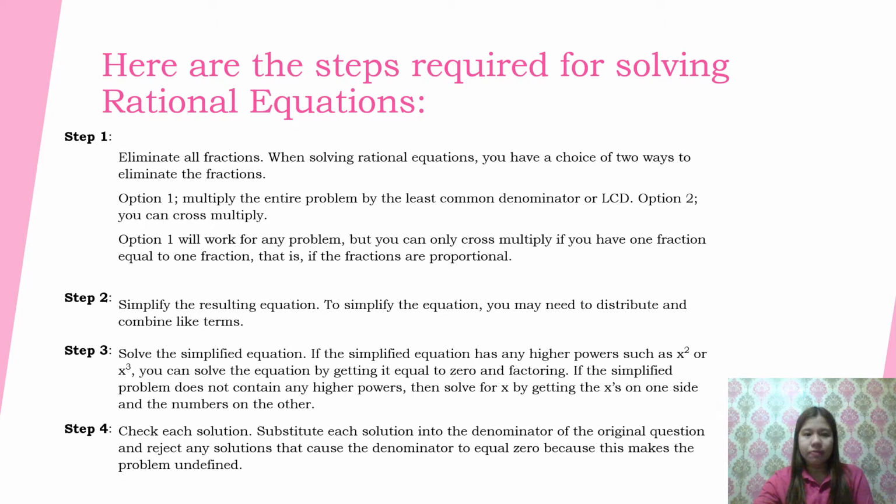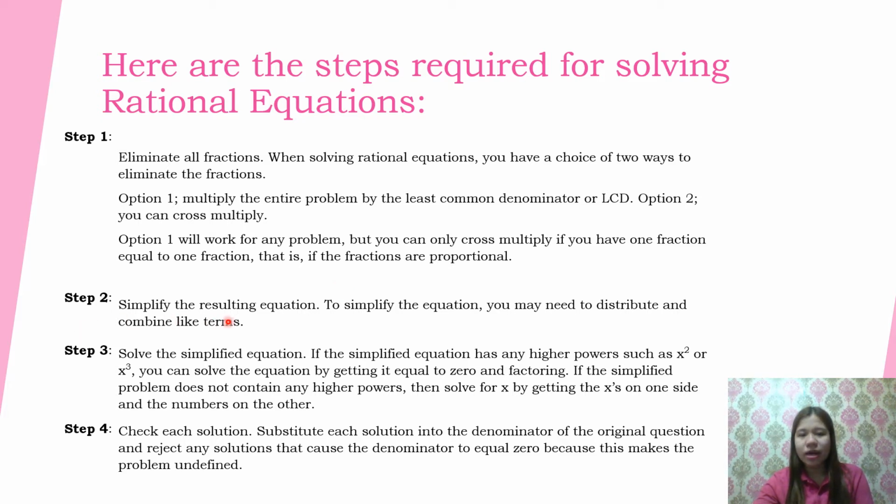So here are the steps required for solving rational equations. Step 1. Eliminate all fractions. When solving rational equations, you have a choice of two ways to eliminate the fractions. Option 1, multiply the entire problem by the least common denominator or LCD. Option 2, you can cross multiply. Option 1 will work for any problem, but you can only cross multiply if you have one fraction equal to one fraction. That is, if the fractions are proportional.